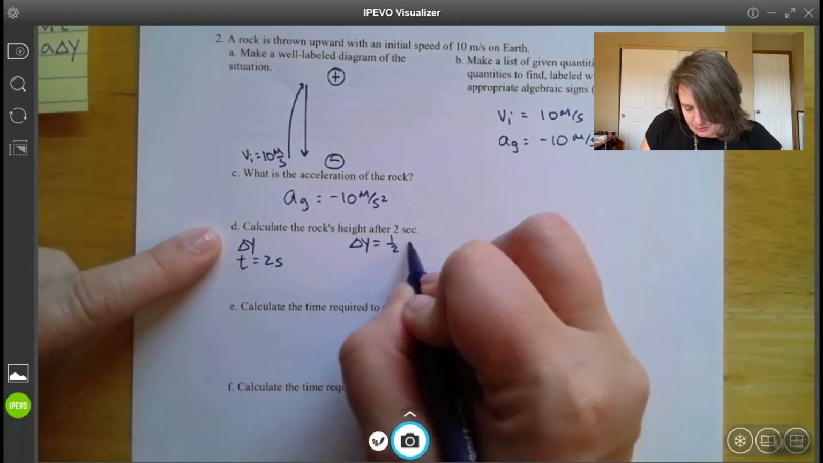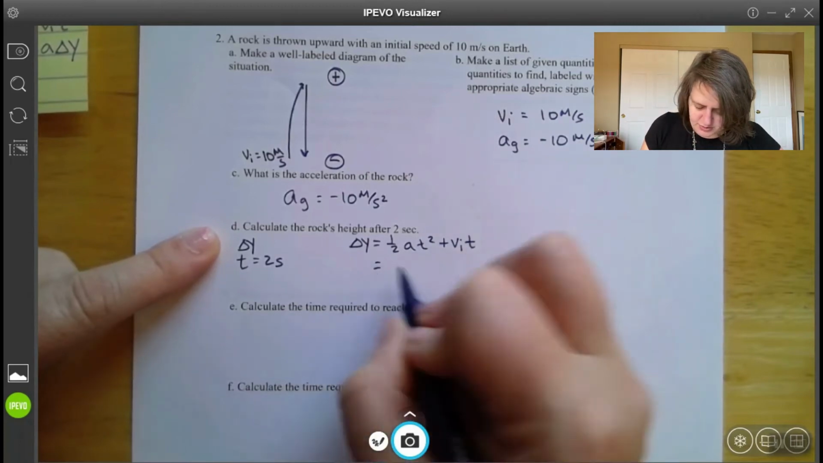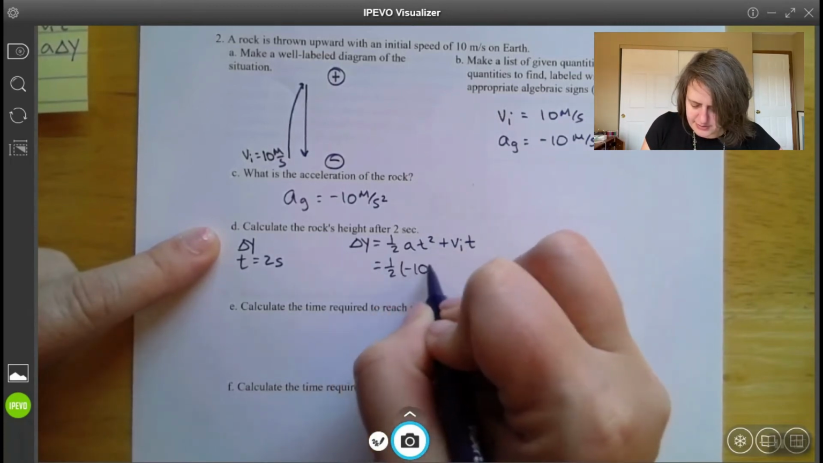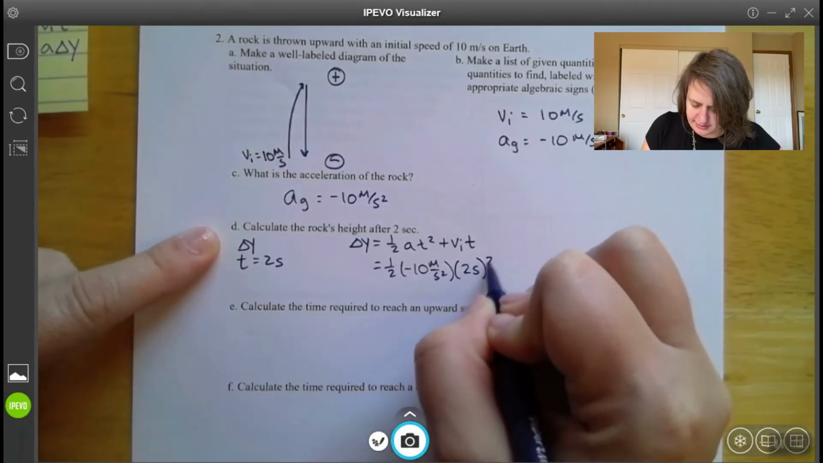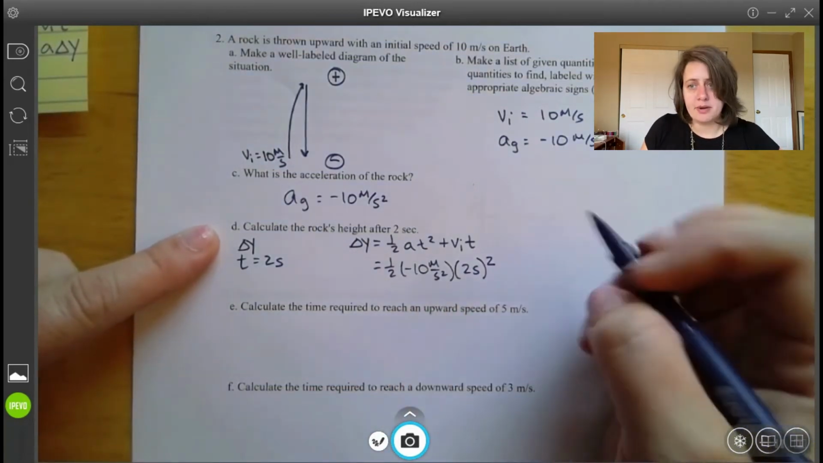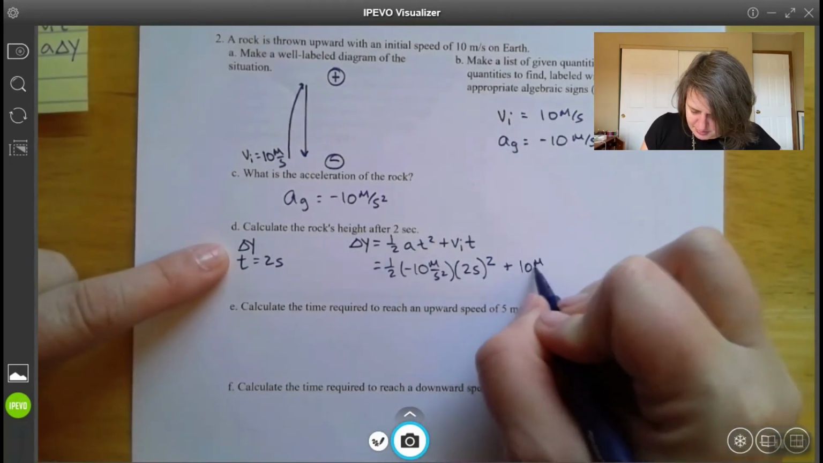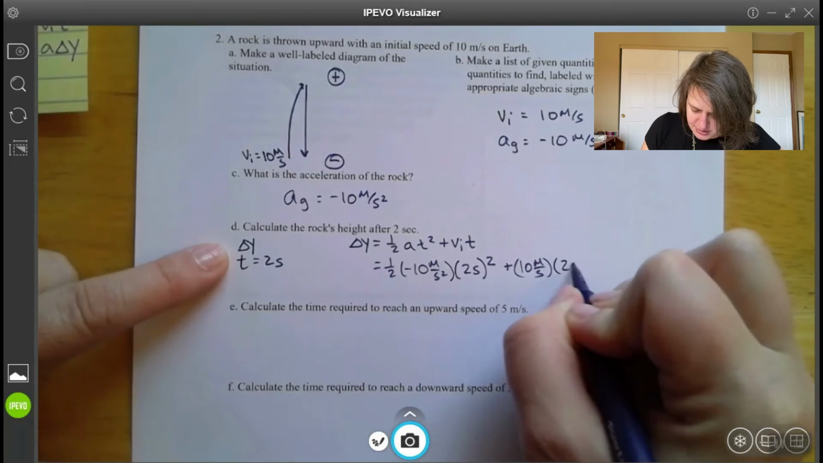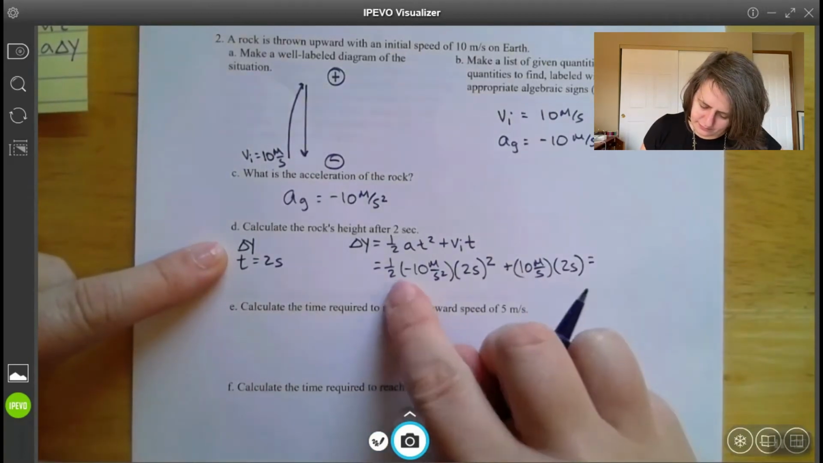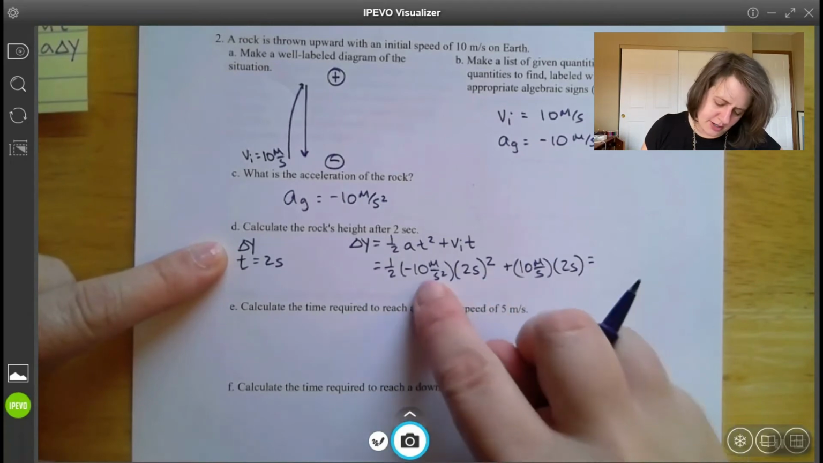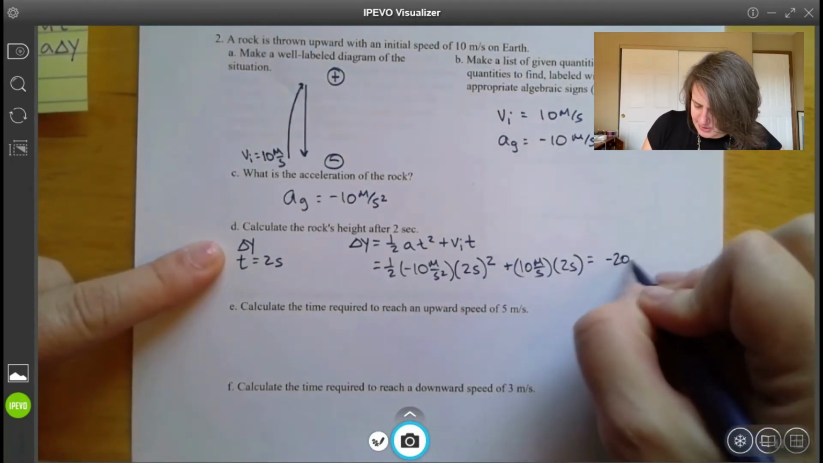Change in y equals 1/2 at squared plus v_i t. So 1/2 times minus 10 meters per second squared times 2 seconds squared. Don't forget to square that one. Plus our initial velocity, 10 meters per second times 2 seconds. 2 times 2 is 4, times minus 10 is minus 40, divided by 2. It's going to give us minus 20 meters.